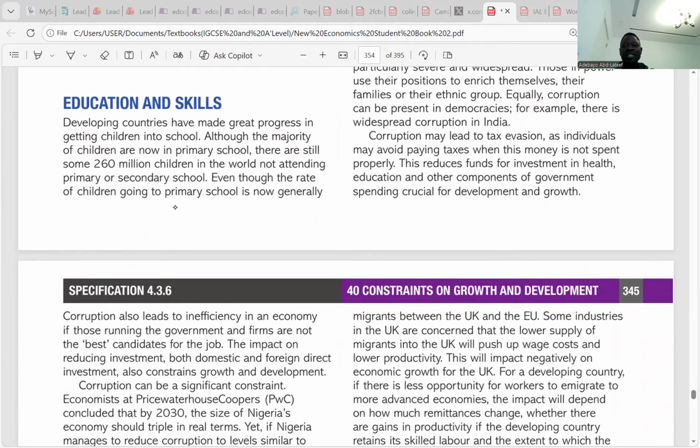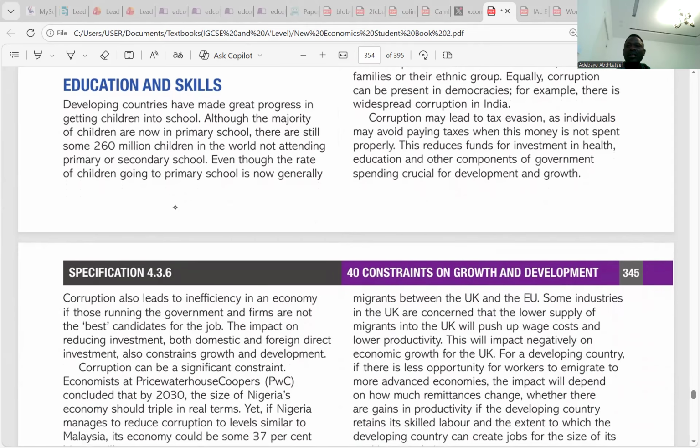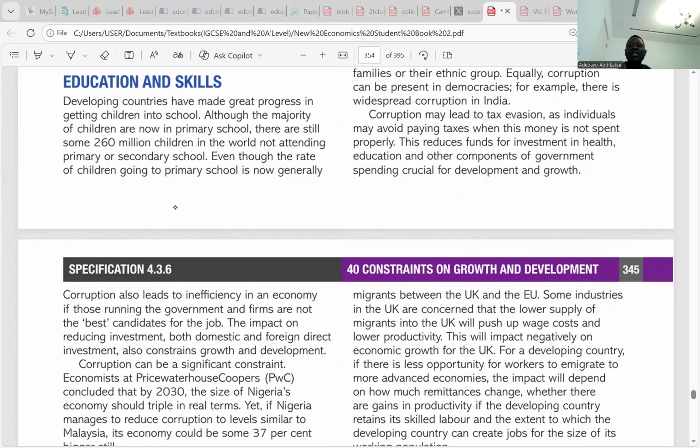Corruption may lead to tax evasion, as individuals may avoid paying taxes when this money is not spent properly. This reduces funds for investment in health, education, and other components of government spending crucial for development and growth. When there's corruption, you evade tax, which simply means it is better for you to pay a small amount of money to bribe government officials than to pay a huge amount in tax.